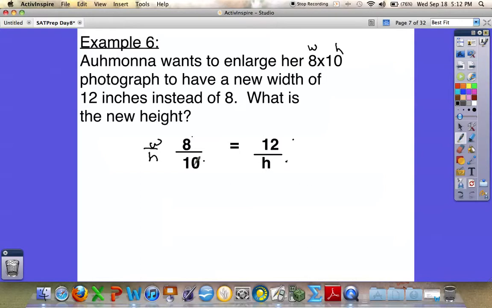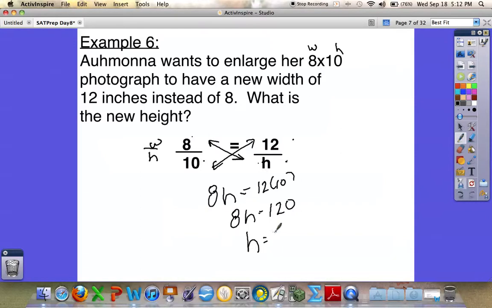Notice that the 10 was the height here and the h is the height here, which means the heights are both in the denominator. And of course cross multiplying gives us 8 times h equals 12 times 10, or 8h is 120, so h is 15.